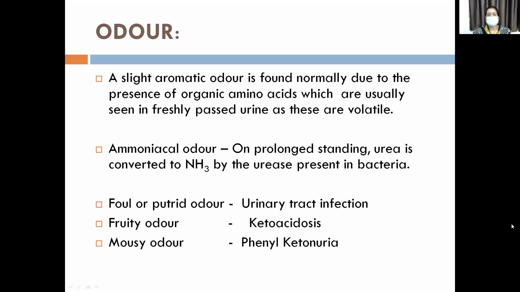If it is having an ammoniacal odor, that means that it is long-standing urine. This is because the urea is converted to NH3 by the bacteria which are normally present in the urine. That is called ammonia formation, ammoniacal odor. Foul odor is seen in UTI, fruity odor in ketoacidosis, usually in diabetes or starvation. Mousy odor, phenylketonuria.